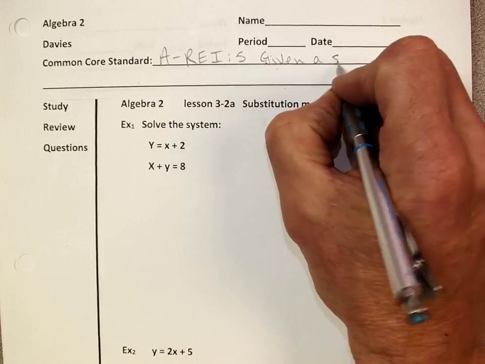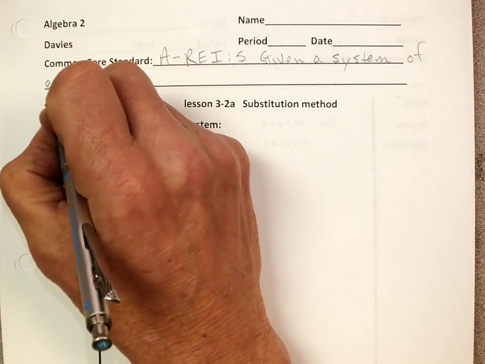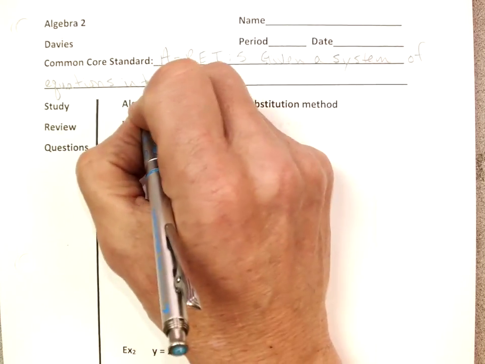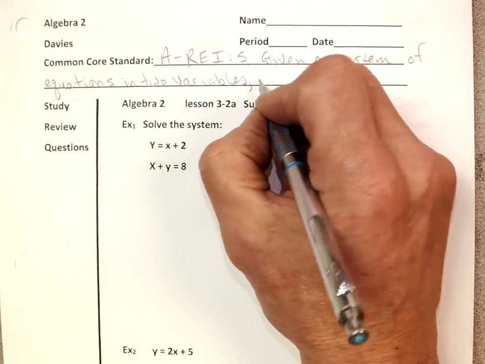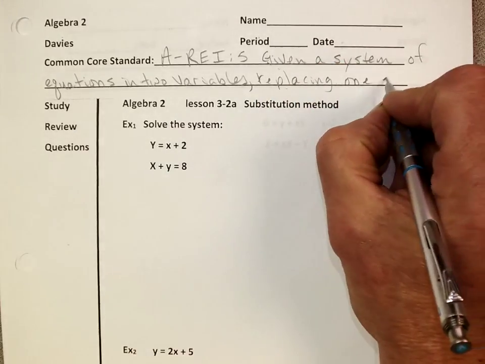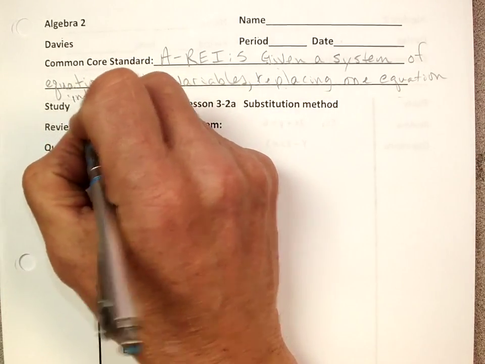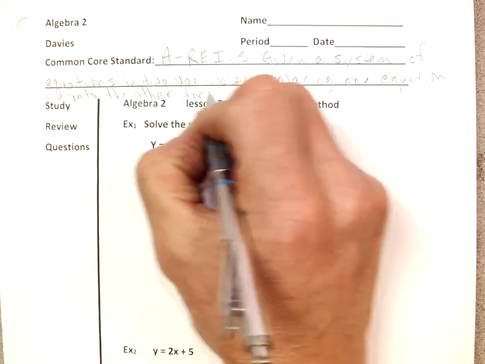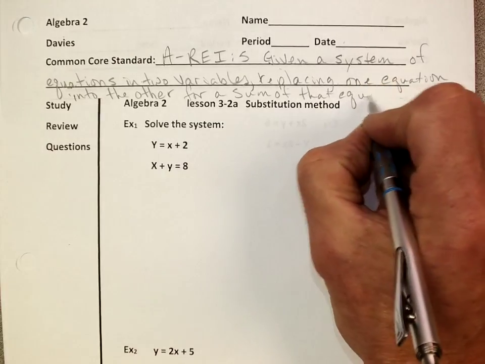Given a system of equations in two variables, replacing one equation into the other for a sum of that equation, and that's what we're going to do.